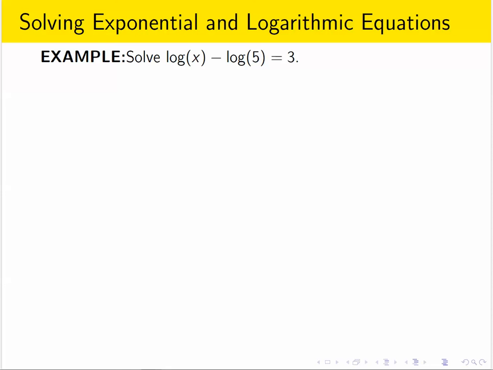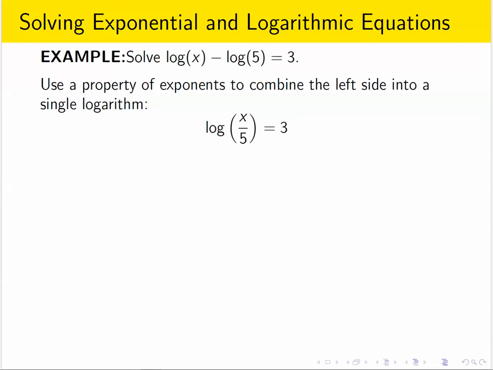And let's finish with one more example where we've got 2 logarithms showing up in the same equation. What we would really like to do is combine it into a single logarithm. And there's a property of logarithms that will let us do that. Remember, there's a property that says log of a minus log of b is equal to the logarithm of their quotient, a over b.